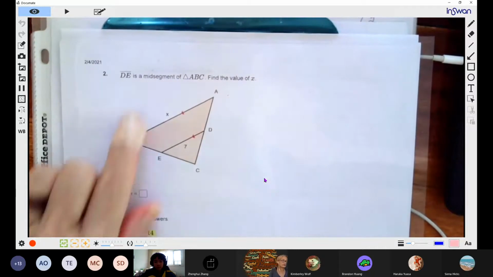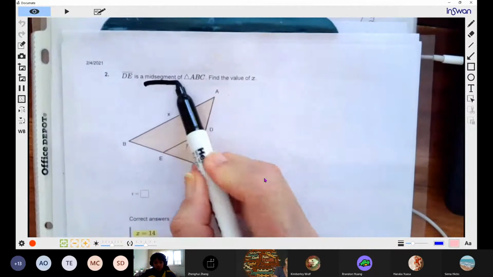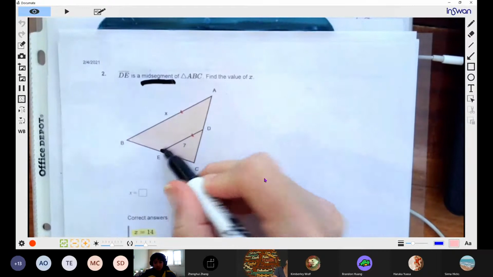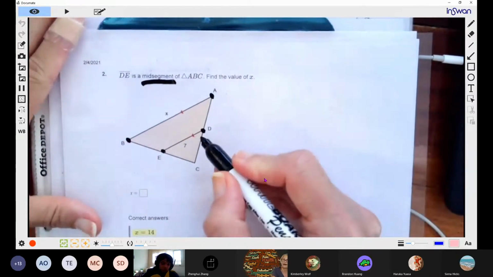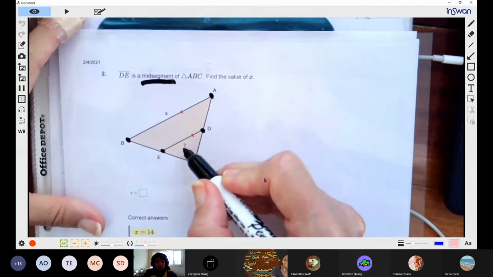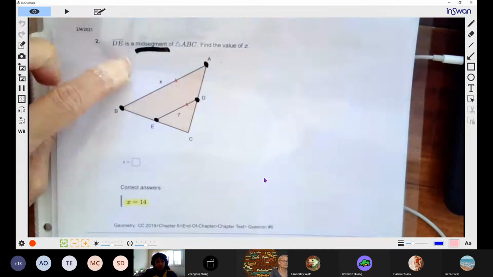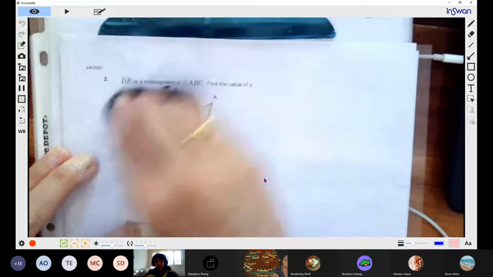Again, the concept here is mid-segment. So it's saying that DE is a mid-segment of ABC. Find the value of X. So if this is 7 from here to here, then this is twice as much. So mid-segment is half as much. So 7 times 2, which would give you X, is 14. And that's all you have to know, that's like a definition. Plus, you can kind of tell it looks like halfway. That's number 2.